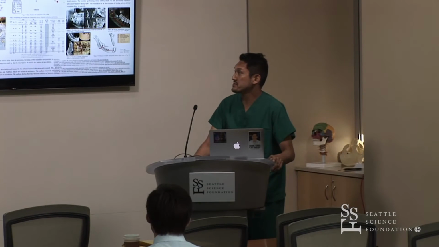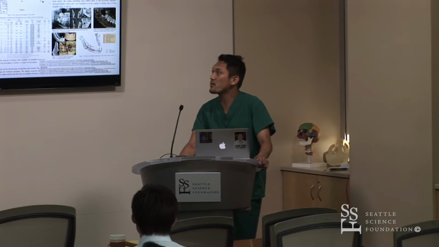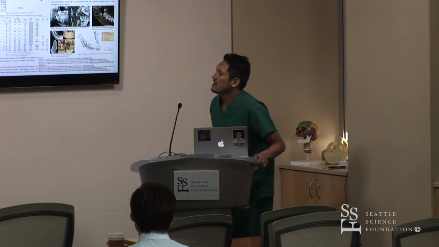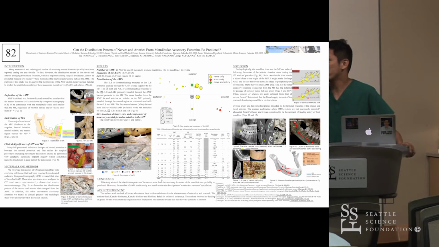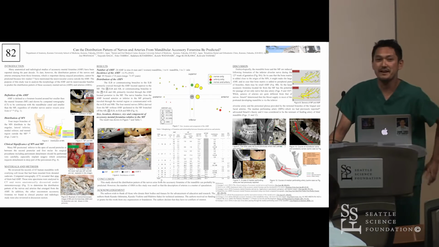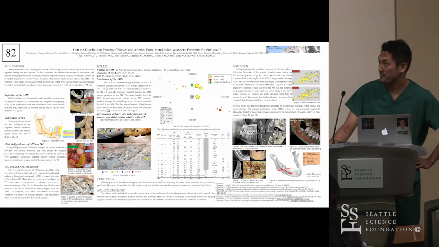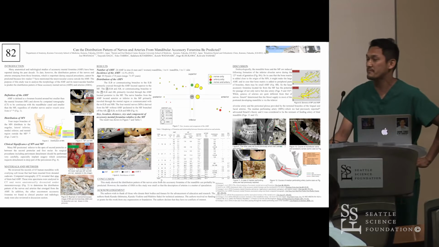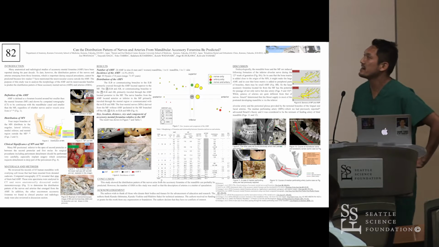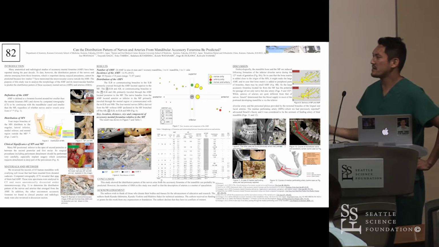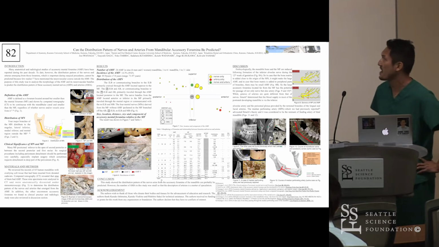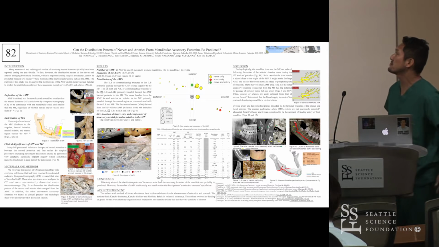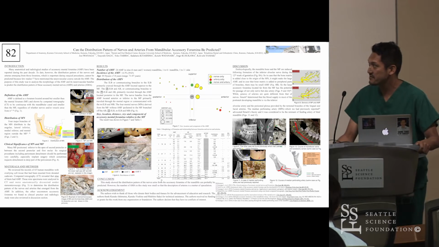This is a poster presentation for me in Auckland in June, and I think most of you are not so interested in mandibular anatomy, but this is very important for dentistry, for oral and maxillofacial surgeons. So this is very useful information for the dentist or oral and maxillofacial surgeon. And the title is: Can the distribution pattern of nerves and artery from mandibular accessory foramina be predicted?